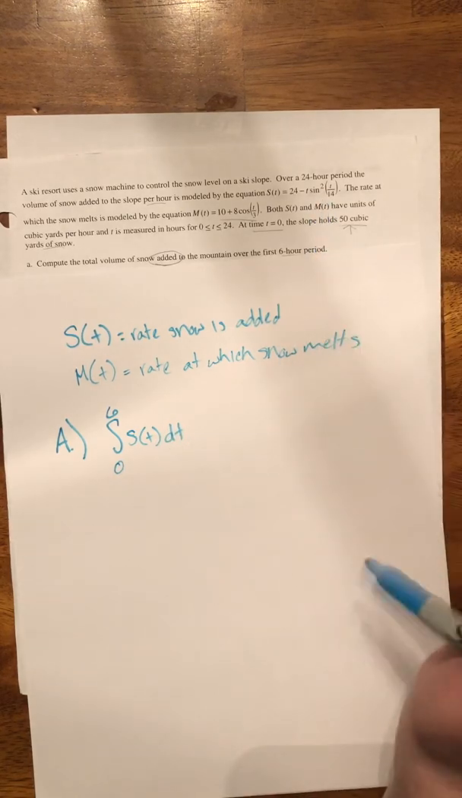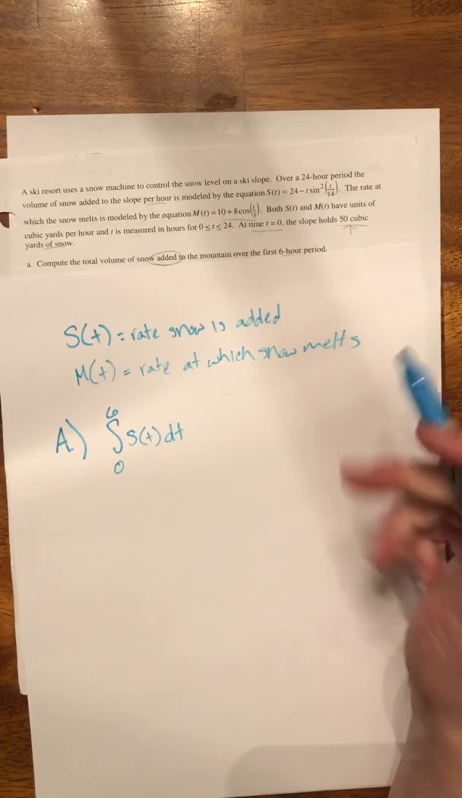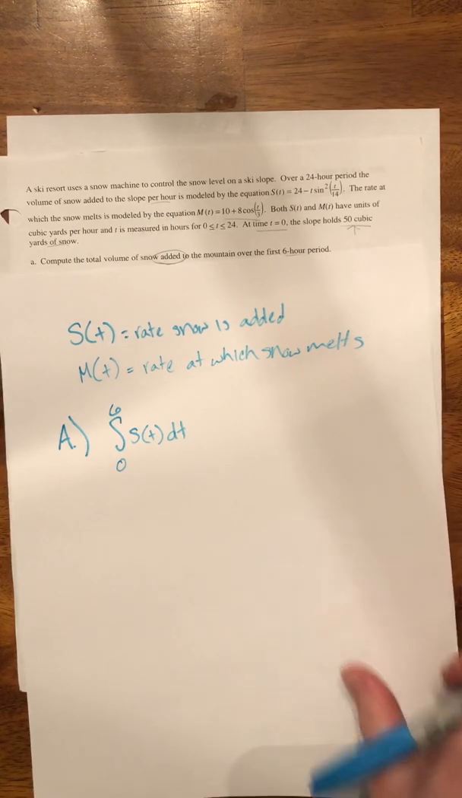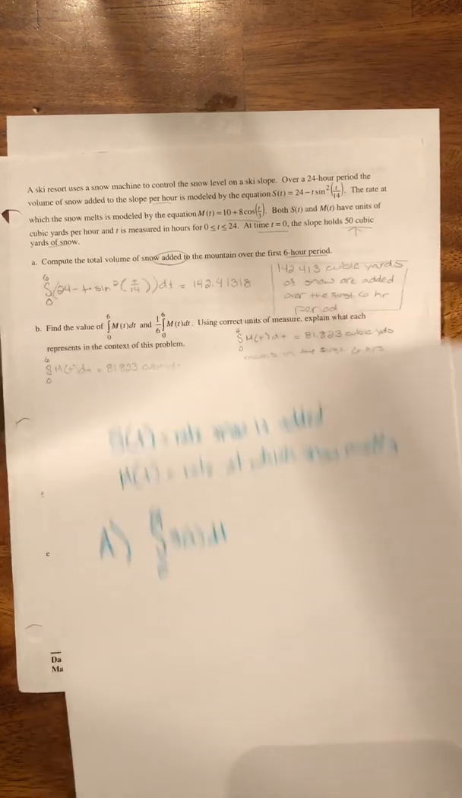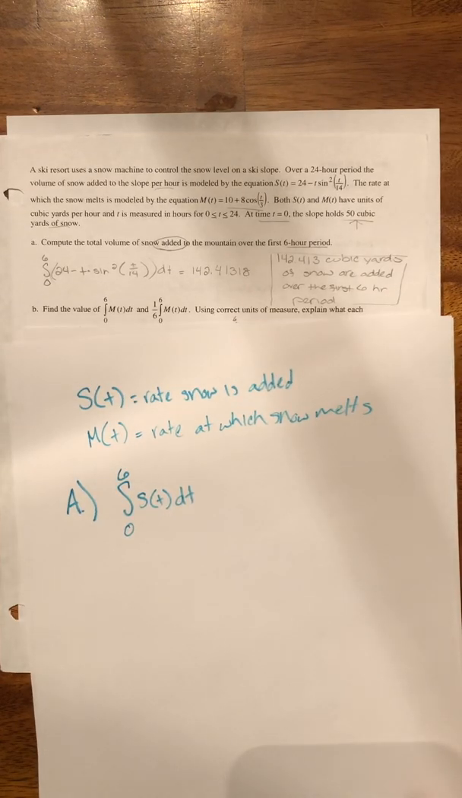You're not going to ever have to do 24 minus t sine squared of t over 14. That would be crazy. Well, sine of 2 over 14 all squared. You're not going to have to do that on your own. So you put this in your calculator, you should get 142.413. Then you have to think about this and think, okay, what units should go on this?